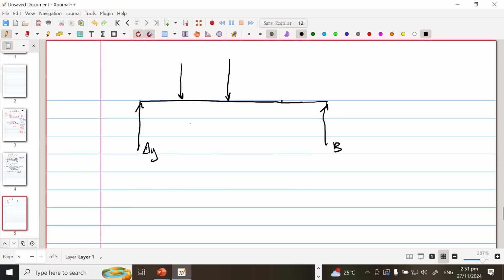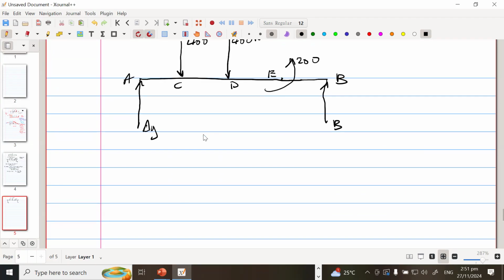We had a moment here, which is 200. So this one was 400. We had converted the UDL, this is now 400. So it's simple, you know. So it's A, B. You just have to concentrate. C, D, E. Remember, you don't have to use method of sections. You can do it by inspection. Once you remember the principles, it's simple.